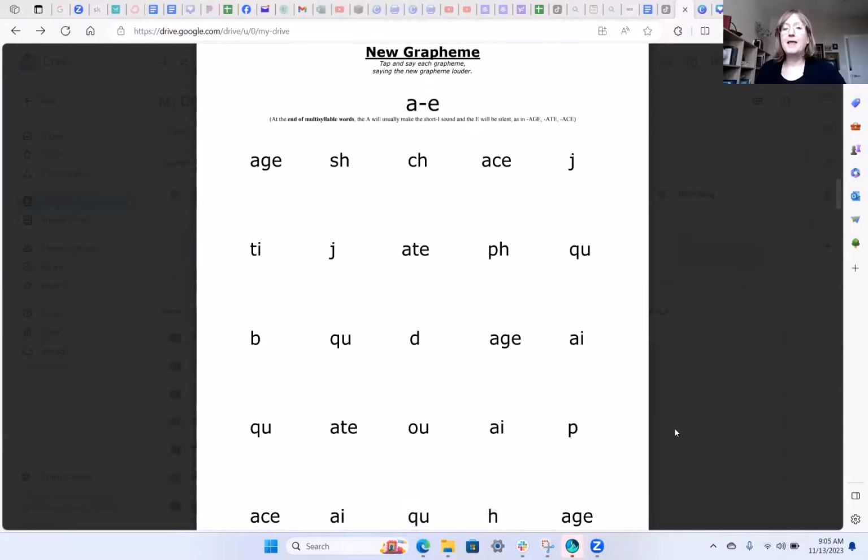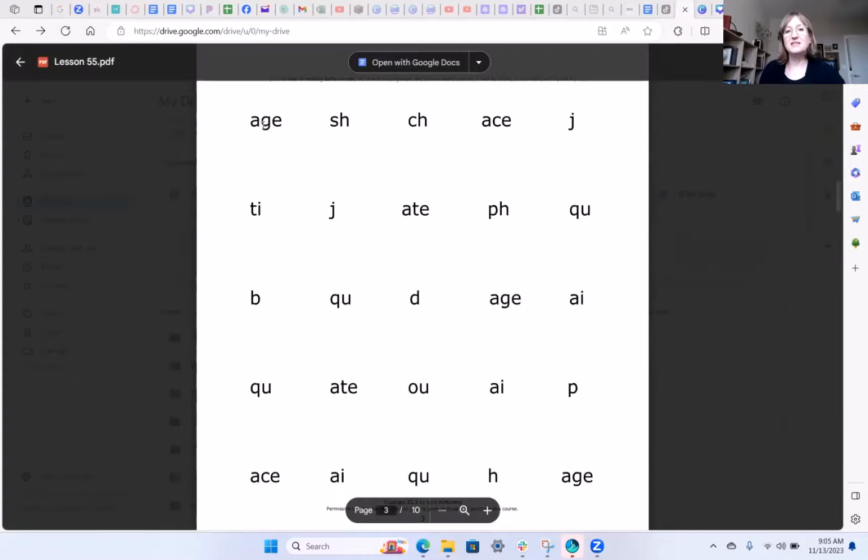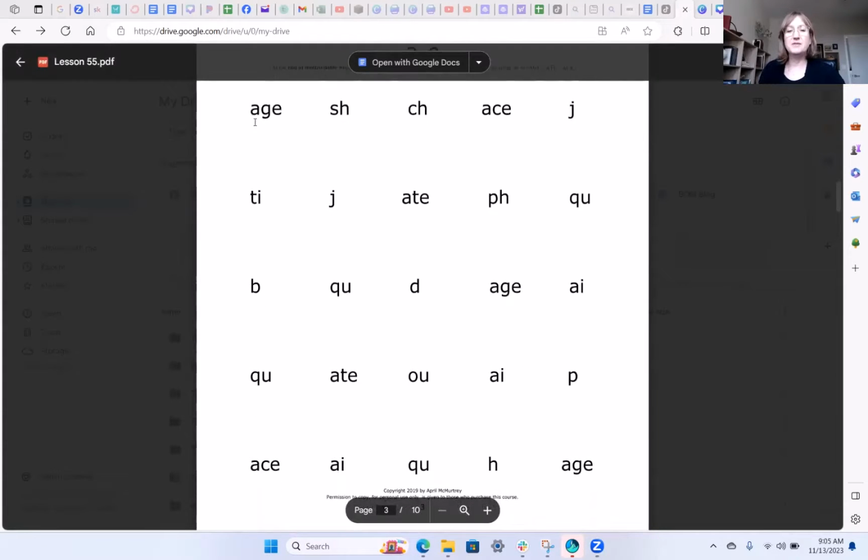Let me see what else we have here. A-T-E, A-G-E, A-C-E. A-C-E will say is. I'll show you some examples later in this lesson, but for now, when you see an A consonant E on this page, I want you to say the short I sound for that, where that A is. So this would be idge, this would be is, this would be it.